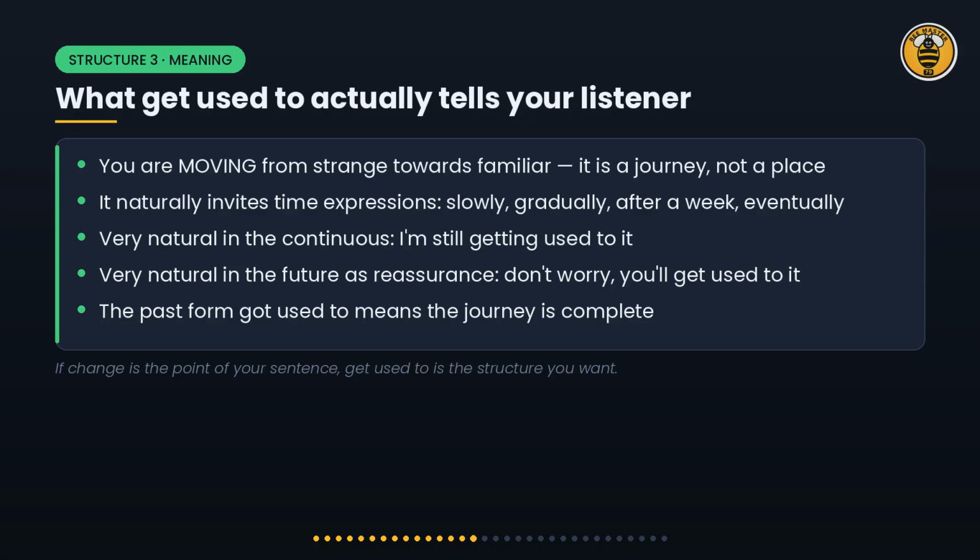It is extremely natural in the continuous, as in, I'm still getting used to it. And it is the standard way to reassure somebody: don't worry, you'll get used to it. And when you put it into the past, I got used to it, that means the journey is finished. The strange thing has become normal. So if change is the point of your sentence, get used to is the structure you want.